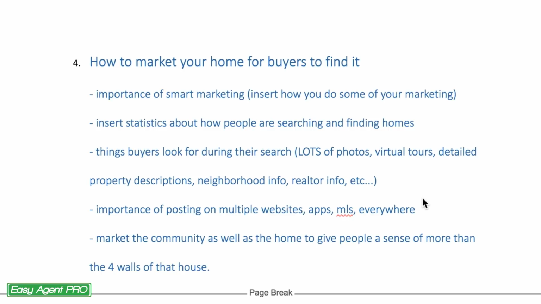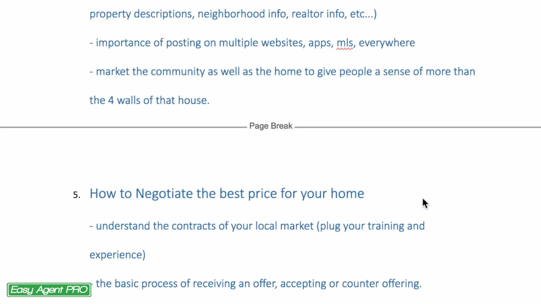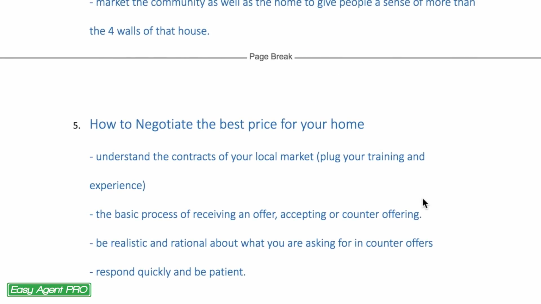You also want to market the community as well. By talking about just the house, you're going to give people interest. You're going to have people interested in it. But by talking about the community and talking about all the good things that are in the area and all of that, you're going to attract people that are actually interested in moving to that area itself, not just that single house. And finally, you want to talk about negotiating and how to negotiate the best price for the house.